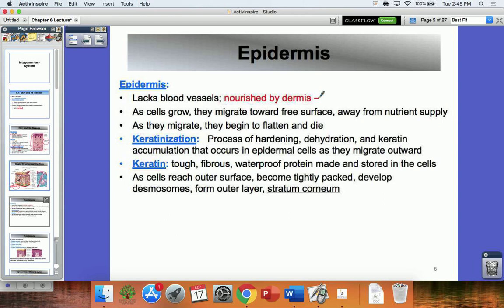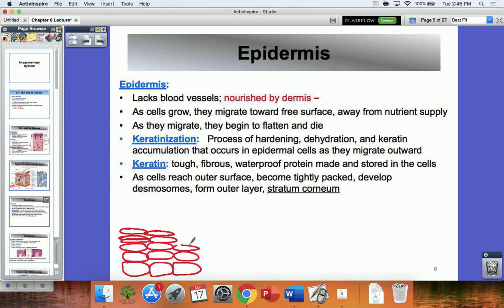And so what happens, if we talked about again, it's made up of stratified squamous epithelial, and sometimes when it's stratified squamous epithelial, those that are towards the bottom aren't always super flat. Sometimes they're more cube shaped, and then with stratified squamous epithelial, as they move upward, they start to flatten out. Okay? They start to flatten out more and more as they move upward.